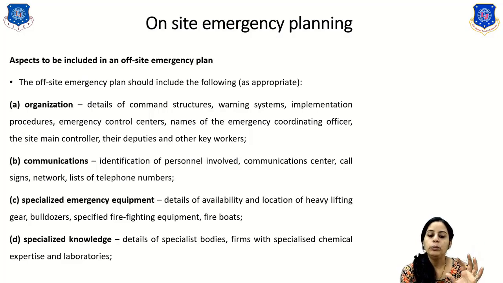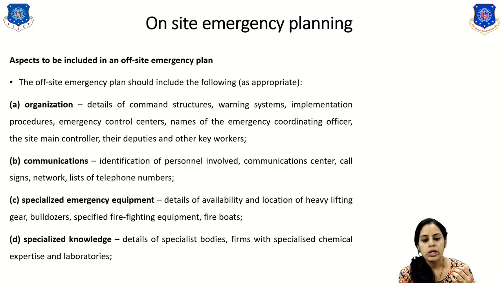So the aspect to be included in the offsite emergency plan, which is organization. So the detail of the command structure, warning system, implementation procedures, then emergency control center, name of the emergency coordinating officer, the site main controller, their deputies and other key workers. Okay. The second, which is the communication.